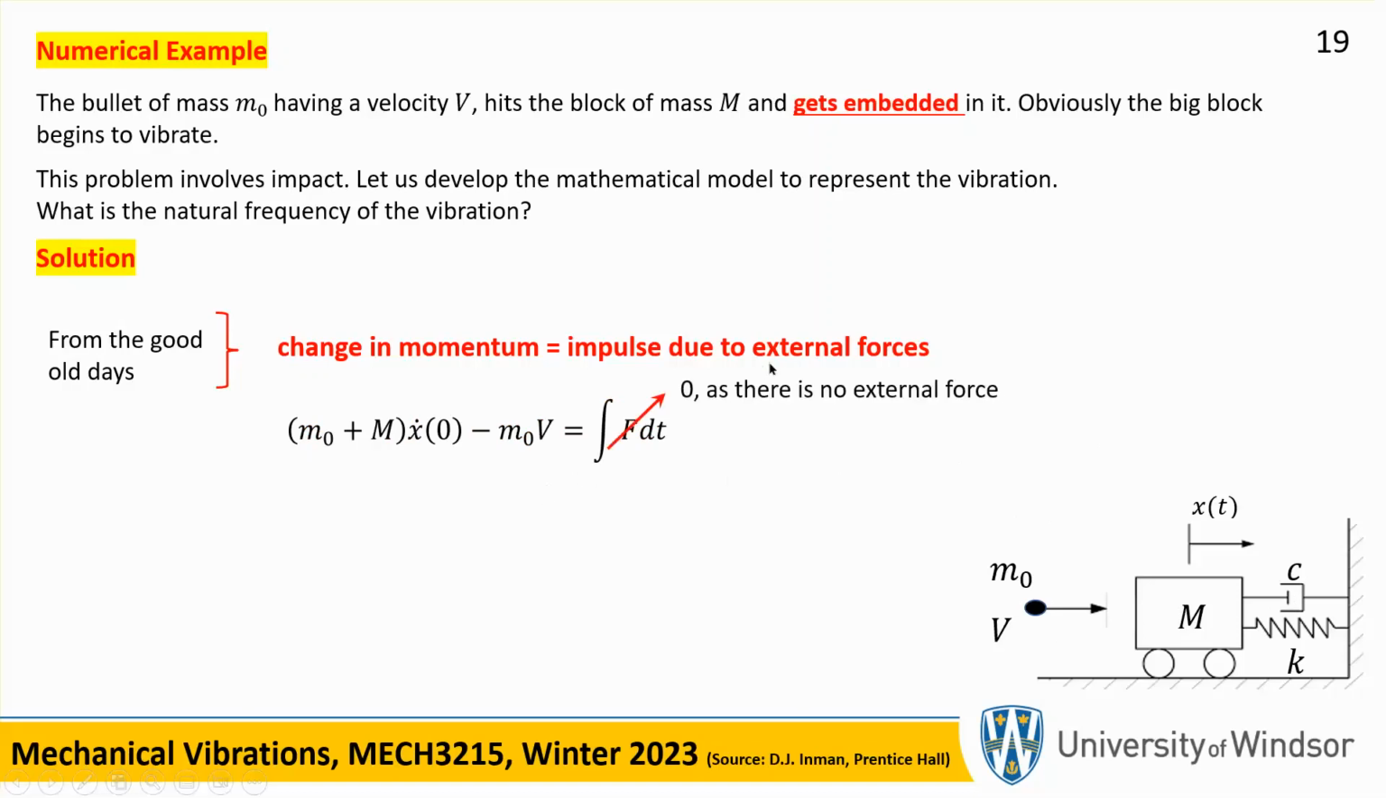So this is zero. So final momentum, m naught plus m of the system, moving by the velocity which we call x dot naught, minus the initial momentum, only the bullet's momentum, equal to zero. And that means the mother of all equations is the total mass of the block and the bullet, times x double dot plus c x dot plus k x equal to zero. Initial condition, displacement is zero. Initial velocity, we just got out of that.